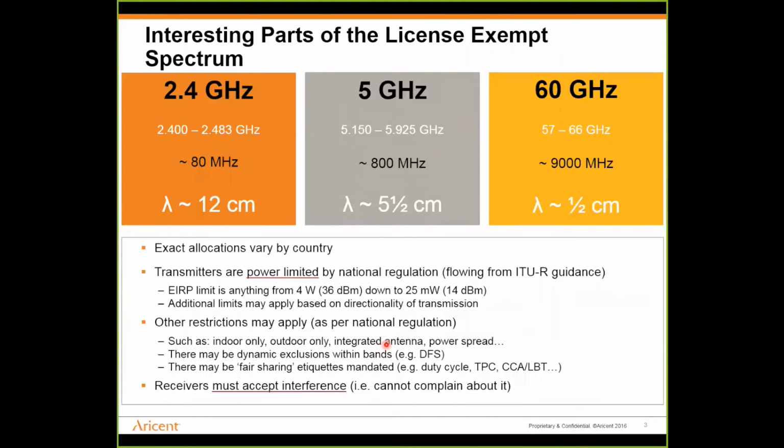So these are the interesting parts of the license exempt spectrum. We have the 2.4 gigahertz spectrum, the 5 gigahertz spectrum, and the 60 gigahertz spectrum. The 2.4 gigahertz spectrum, around 80 megahertz of it, is the most commonly used bit of unlicensed spectrum. Everybody's smartphone supports it. 5 gigahertz is the next, and I wouldn't say it's the emerging space, it's already well established, but now medium to high-end smartphones support Wi-Fi in that particular band.